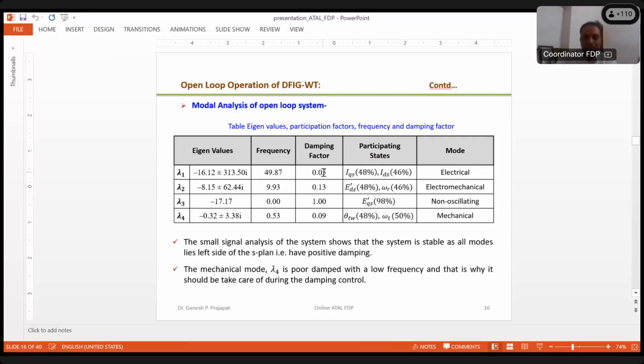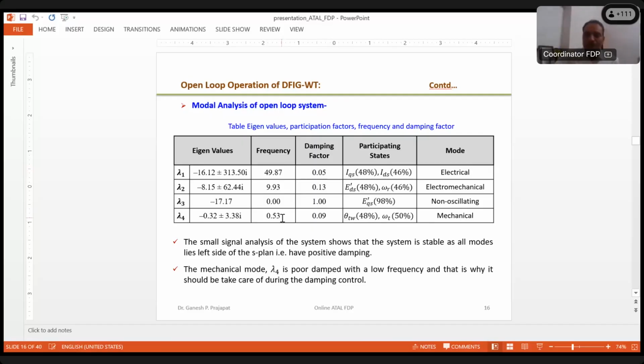Here the damping is shown with respect to the frequency also. This is the frequency of 49.87 hertz. Actually, it is the frequency of the grid only. Then there is another frequency of 10 hertz. There is one mode at this 10 hertz. Another one is at 0.5 hertz only.